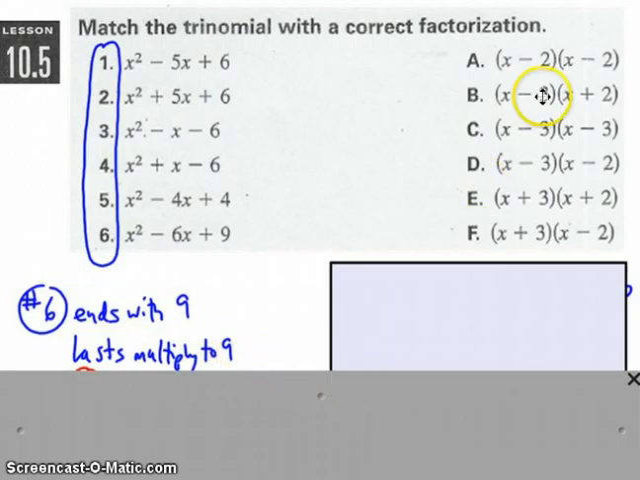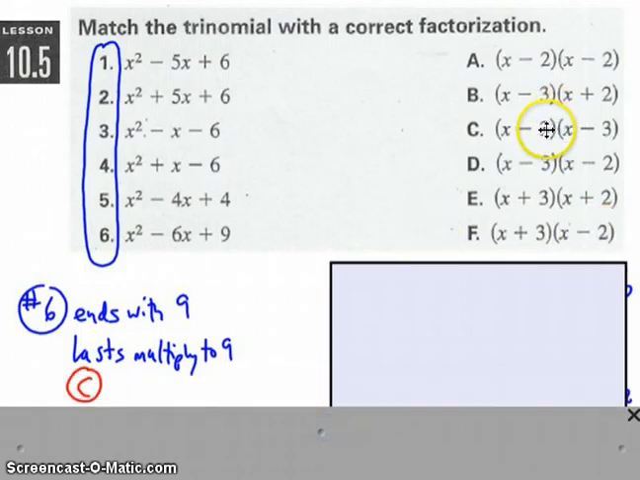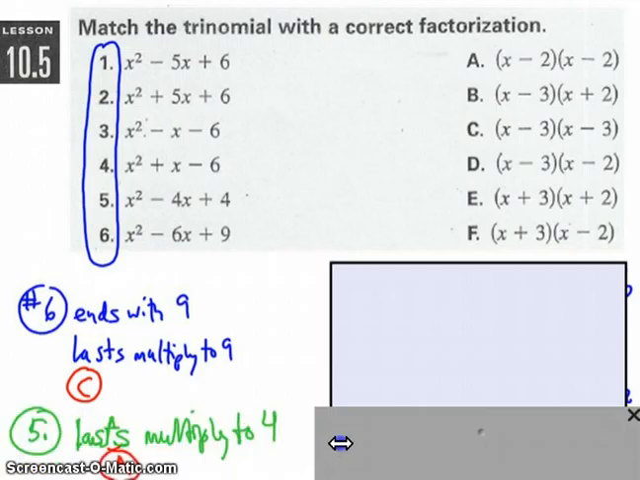So then I look over here to the right and try to find some lasts that multiply to make 9. I notice C, that negative 3 times negative 3 does multiply to make 9. So C is my answer for number 6. Same kind of thinking for number 5. I notice that 4 is the final term, and there's nothing else here that has a 4. So there's got to be one answer where the lasts multiply to make 4, and that's A. Negative 2 times negative 2 does multiply to make 4.